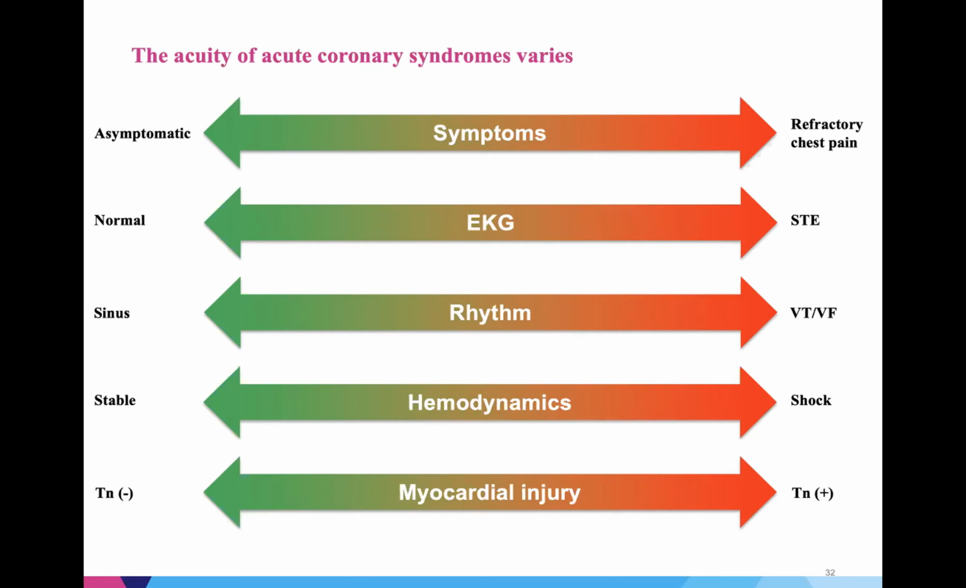And from the green to the red on this, you'll see the extremes, in a sense, of what I would consider for any one of these given bars, ranging from lack of symptoms to refractory chest pain, from a normal EKG to ST segment elevations, from normal sinus rhythm to ventricular fibrillation, from stable hemodynamics to cardiogenic shock with decompensated heart failure in between, and from a negative troponin to a positive and rising troponin.